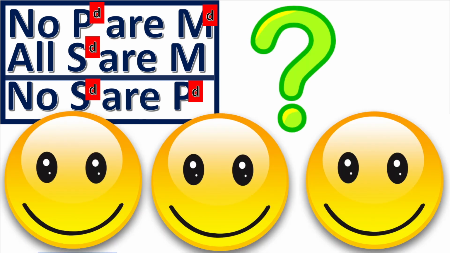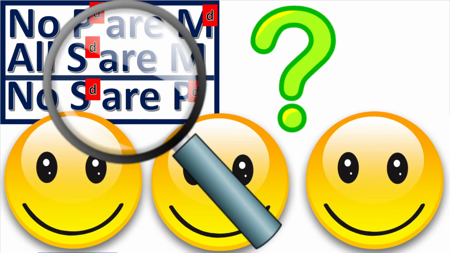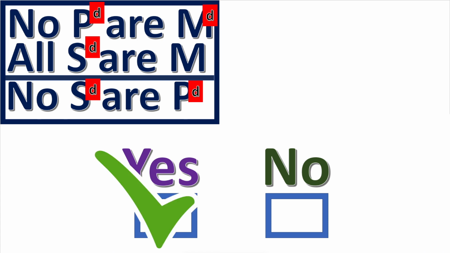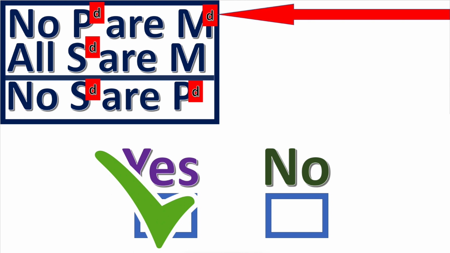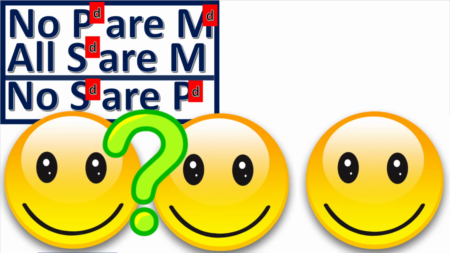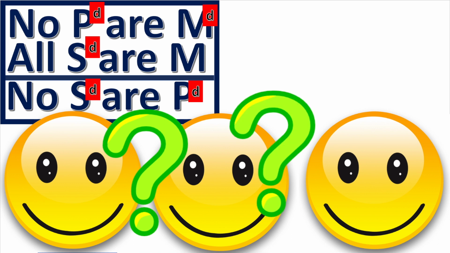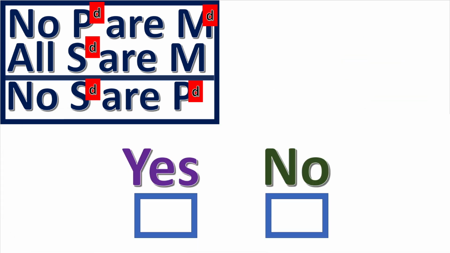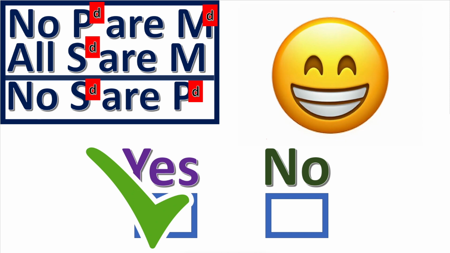Is the middle term distributed in either premise? Press pause. The answer in 3, 2, 1. Yes, the middle term is distributed. It has a letter D next to it. Rule 1 is not broken. Is it possible that this syllogism is valid? Press pause. The answer in 3, 2, 1. It is possible that this syllogism is valid. Very good job learning Rule 1.